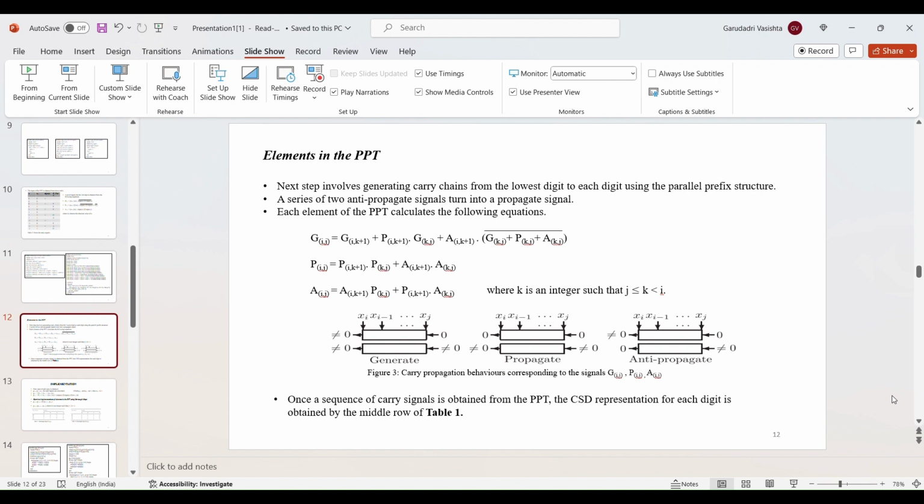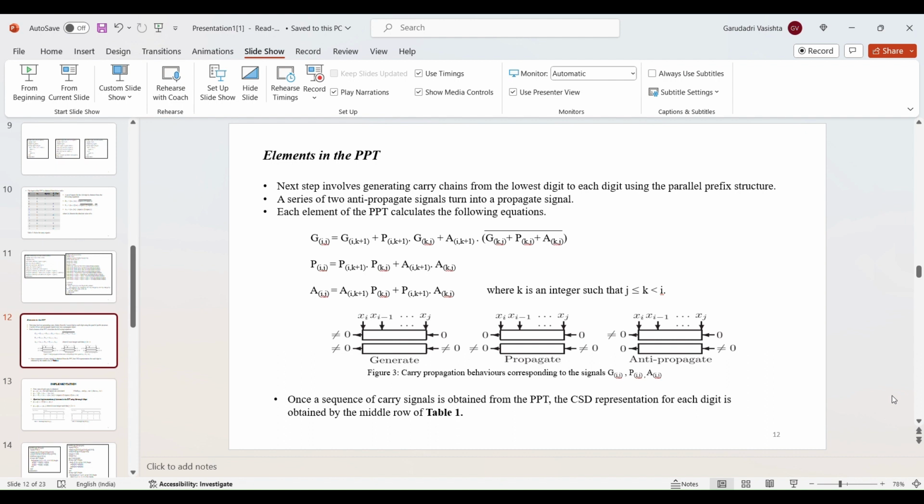These are the elements in PPT: G of i comma j, P of i comma j, A of i comma j. Now, in this equation G of i comma j depends upon G of i comma k plus 1, where k ranges from the jth bit to the i minus 1th bit. So we can use any value of k. In this code I am using k equal to j. So from that equation G of i comma j depends upon G of i comma j plus 1 and G of j comma j, and similarly the propagate and anti-propagate also.